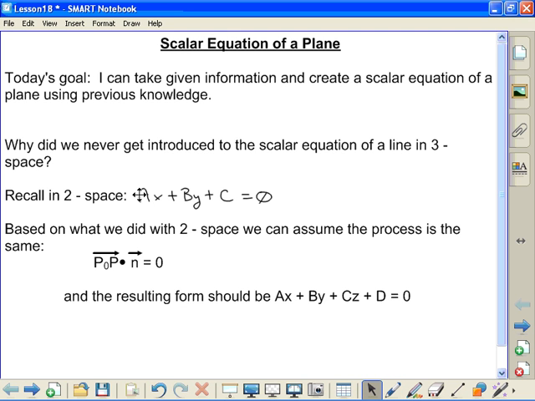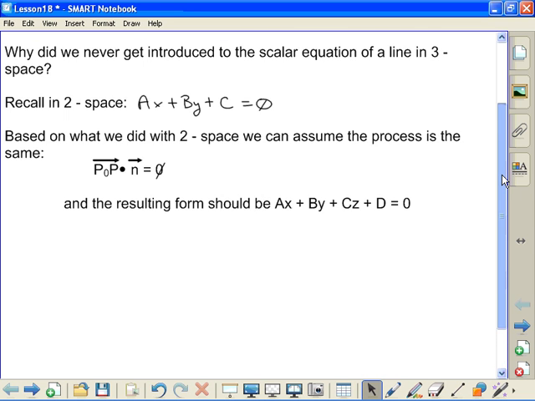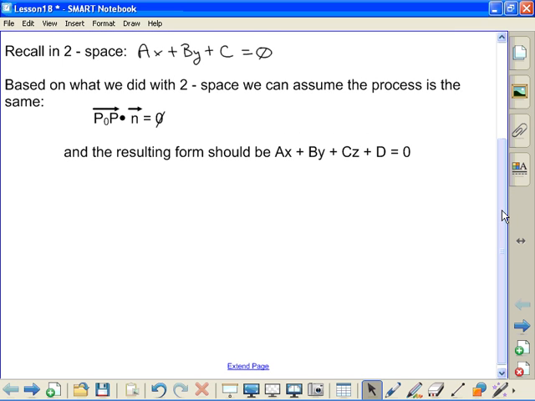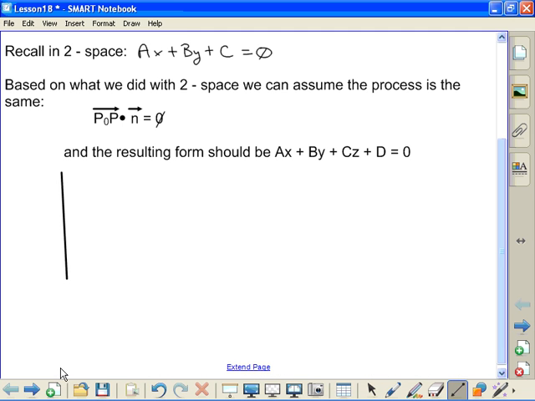Based on what we did in 2 space, we can assume the process should be the same. We know that the dot product of P0P and the normal should equal 0. And what should have come out of it is ax plus by plus cz plus d equals 0. That's what we would have anticipated if I let you take a guess. But let's just sketch this out and talk about what it actually looks like when we go ahead and do that.